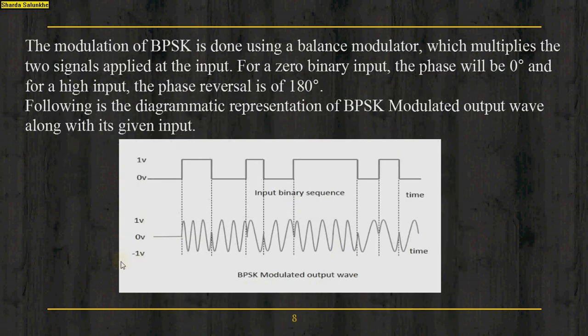The modulation of the BPSK is done by using the balanced modulator, which multiplies the two signals applied to the input. For the zero binary input, the phase will be 0, and for the high input, the phase reversal is of 180 degrees. So it can be represented in this diagram. So this is your binary pattern.